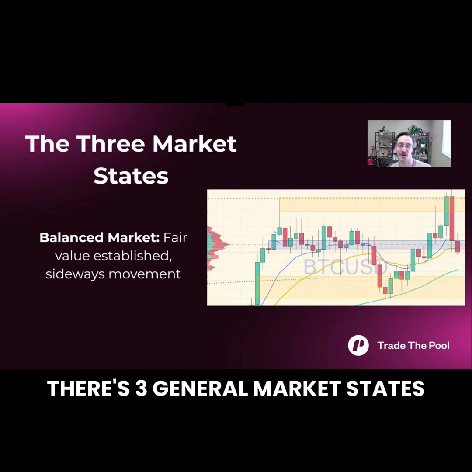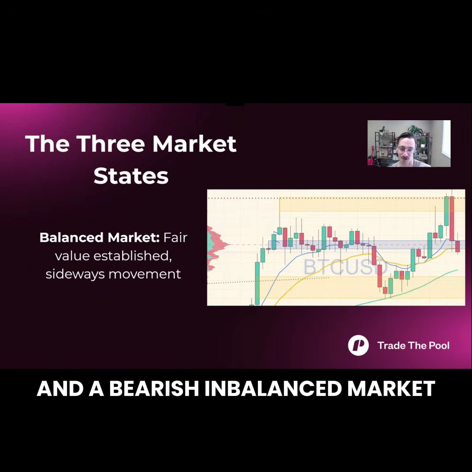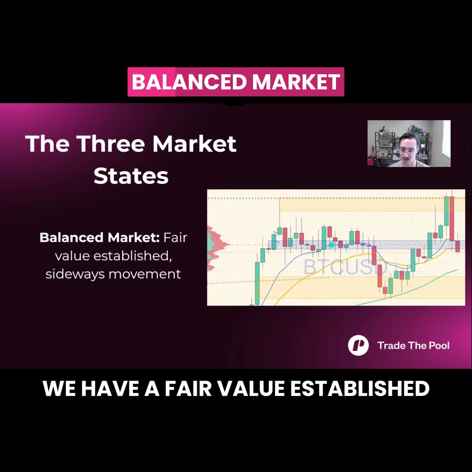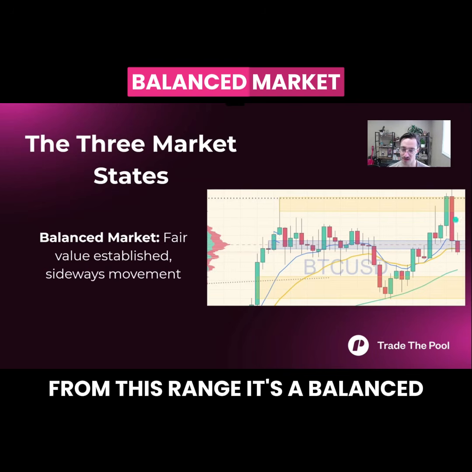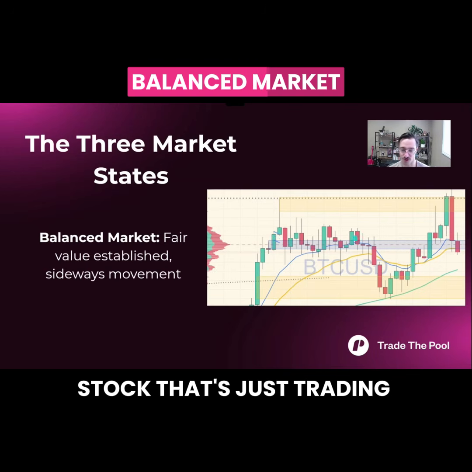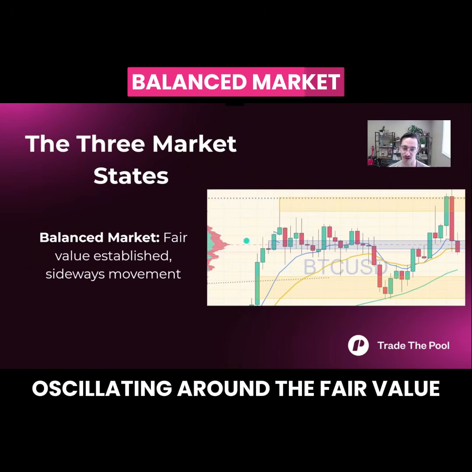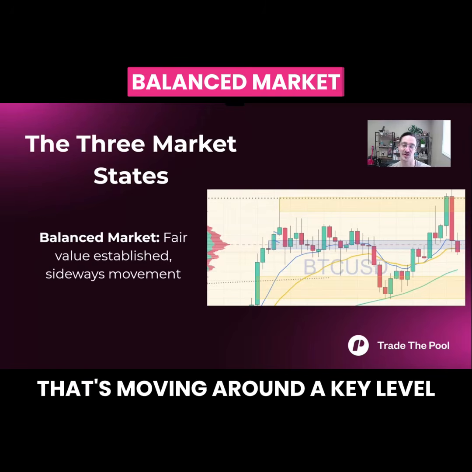There's three general market states. So you have a balanced market, bullish imbalanced market, and a bearish imbalanced market. So when you have a balanced market, like Bitcoin right here, it's going to be essentially trading sideways. We have a fair value established right at the point of control in the middle here, and it's just oscillating around this fair value, keep seeking it, right? So until we break away from this range, it's a balanced stock that's just trading right in this range, oscillating around the fair value. That's what balance looks like. So just an extended period of sideways action that's moving around a key level.